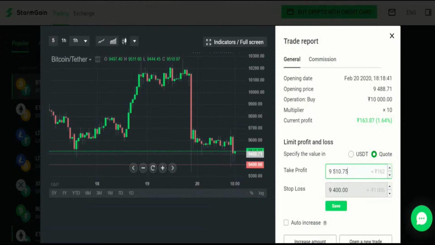Now, take profit. I can add a take profit, and let's say I bought it around here. I expect it to go back up to around 10,006. I can type in here 10.